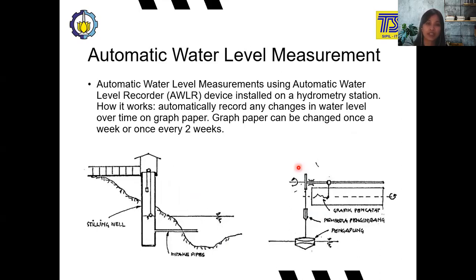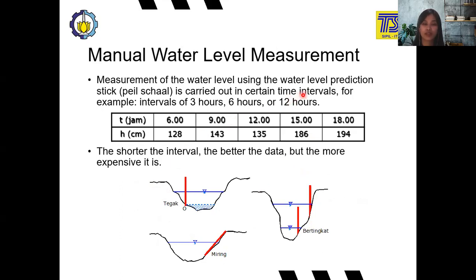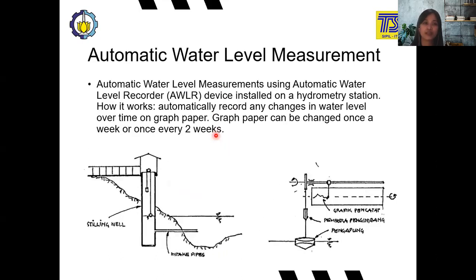And the second one is the automatic water level measurement. For this automatic water level measurement, you will need a device installed in the hydrometry station. The good thing is it will automatically record any changes in water level. So you don't need to manually measure, for example, every 3 hours the water level in the river. No, you don't need to do that. You only need to install the device in the hydrometry station, and then it will automatically record any changes in water level over time, and it will also automatically print on graph paper, which can be changed once a week or once every 2 weeks.